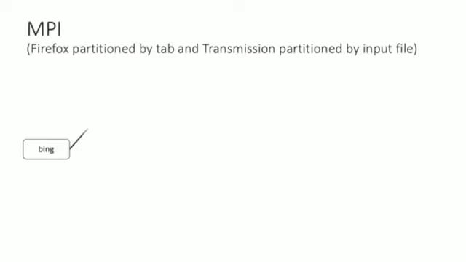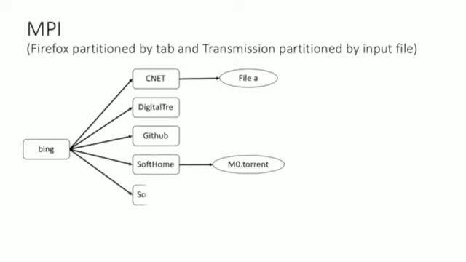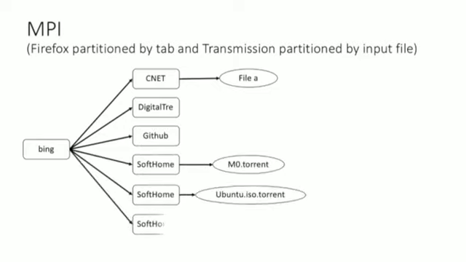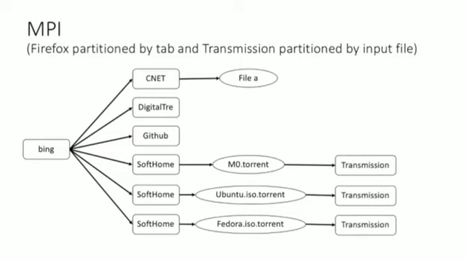This is MPI, using the tab perspective. So we first use Bing to search and open a few tabs, download the files, and use a Transmission program. It's much clearer because we removed all the redundant events in BIP.